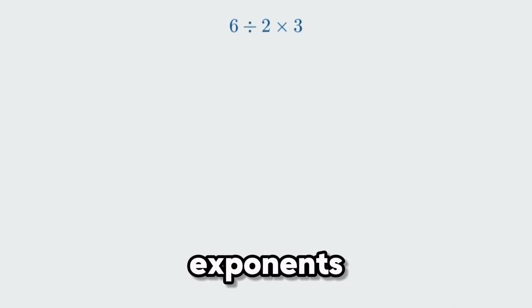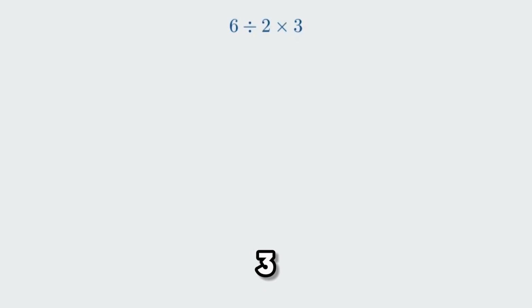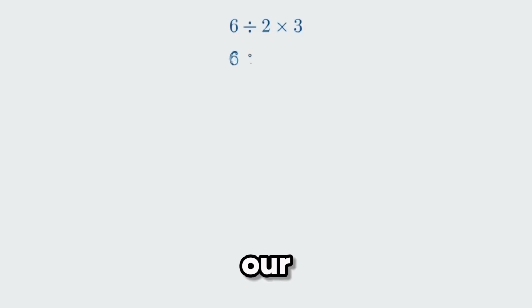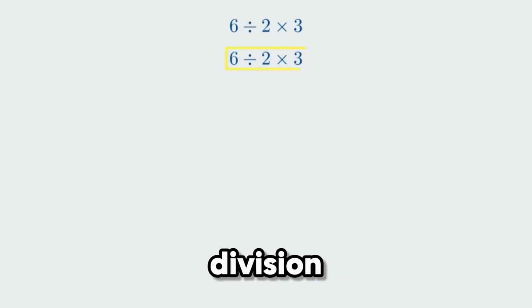Okay, we've handled the parentheses. What's next in PEMDAS? Next is E for exponents. Do we have any exponents in our problem 6 divided by 2 times 3? No, we don't. So we can skip this step. The next priority is MD for multiplication and division. Remember, these are done from left to right. Our expression is 6 divided by 2 times 3. Looking from left to right, what do we encounter first? The division, 6 divided by 2. That's the first operation we need to perform.